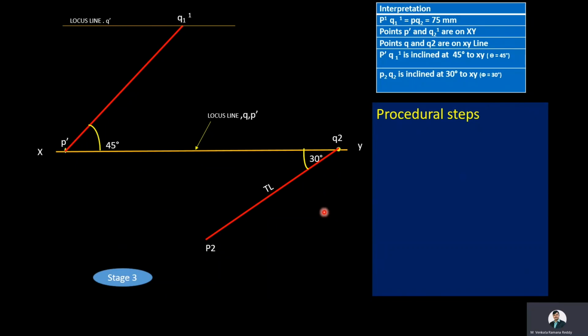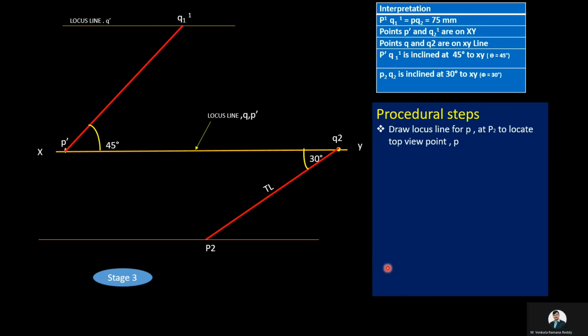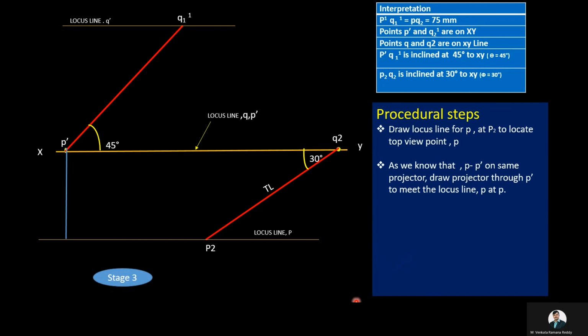Stage 3. As a first step in stage 3, draw the locus line for P passing through P2. Then, as we know, the front view and top view images of a point P, say P dash as well as P, fall on the same projector. So at P dash, draw a projector. That projector cuts the locus line for P. Name this point as P.